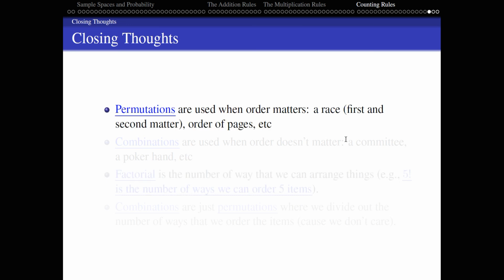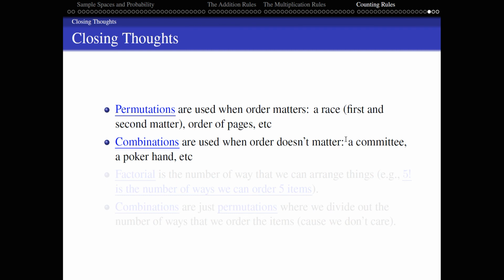All right, some closing thoughts. Permutations are used when order matters. Classic examples are races. First and second place matter. Raffles. If you get first place, you get $500. If you get second place, you don't. You get less money. The order of pages. The order of books in a book series or something like that. Any case where order matters, that's where we're thinking permutations.